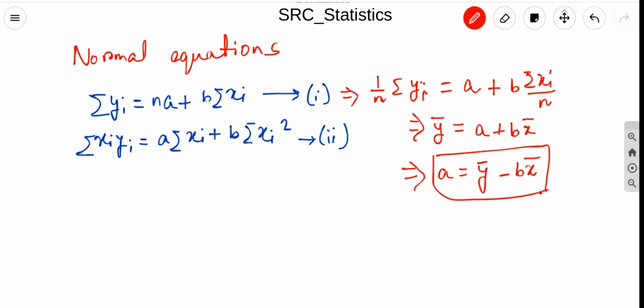So, if we want to find a, we have to find b first. Let us see how to find b. For our record, we mark this as equation 3: y bar equal to a plus b x bar. We shall use this equation later. Also, this equation 3 tells us that the line of regression passes through the point x bar, y bar. So this is a very important equation.